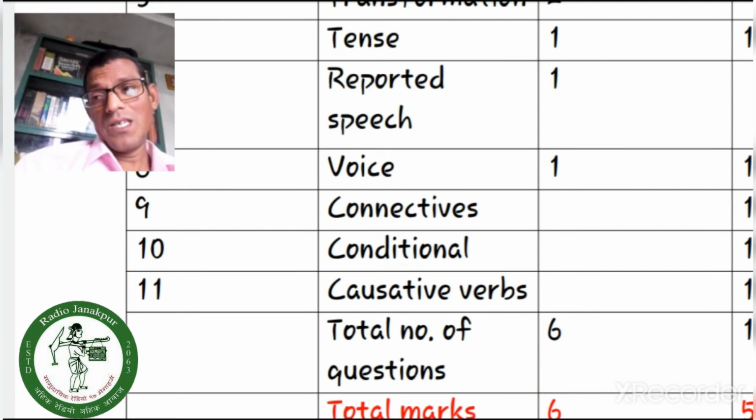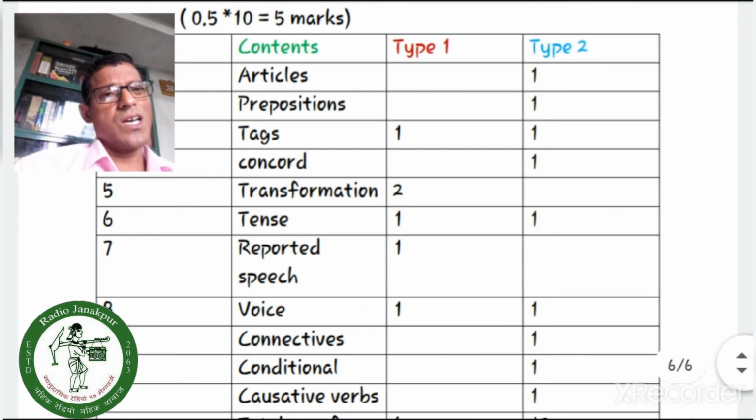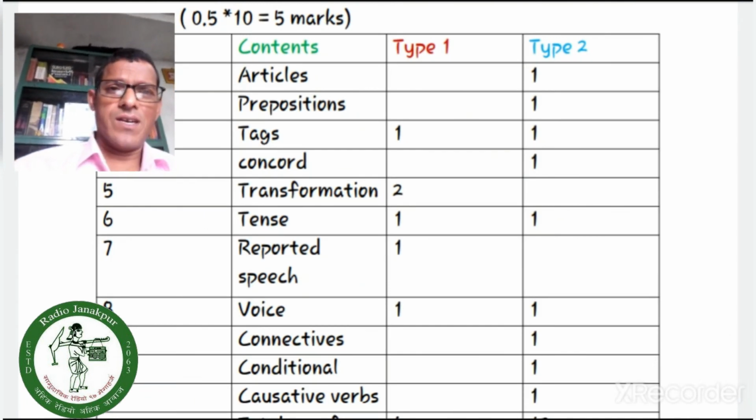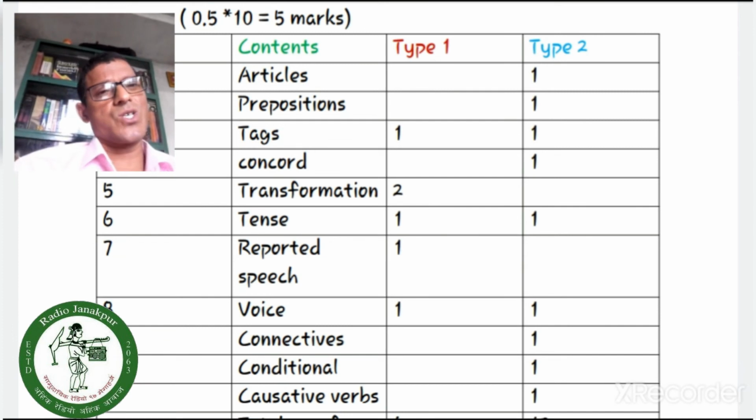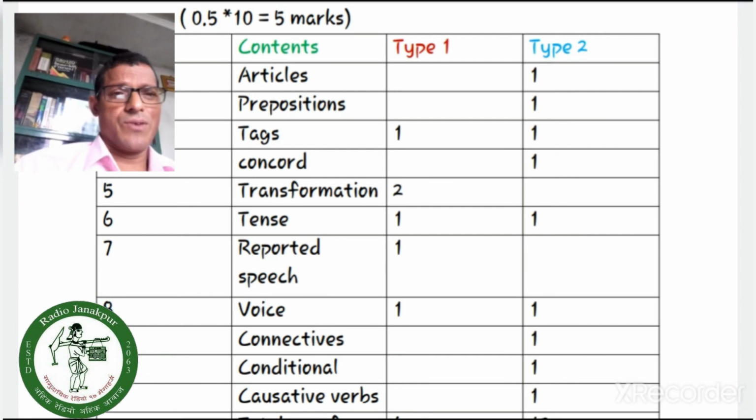I hope even in class 8 you have studied all these items. Whenever talking about marks, listen carefully, dear student. From article, in your final examination 1 mark question will be asked. In the same way, from preposition 1 mark, from question tag 2 marks, and from concord 1 mark question will be there. I think you know what concord is.